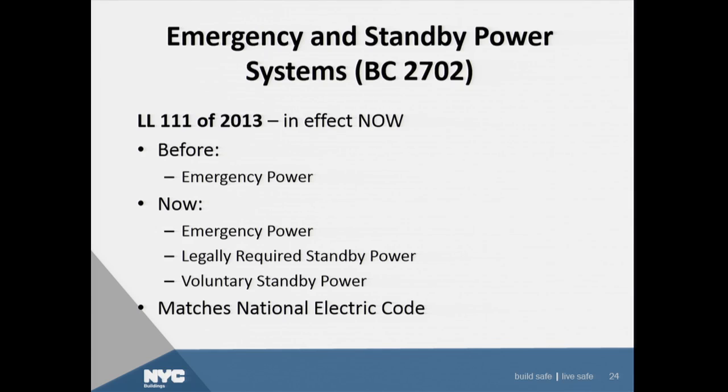So what is that change? Before, we had emergency power for any kind of emergency loads, whatever it was, emergency power. After Local Law 111, we have three categories of power generation to satisfy these kinds of loads. Emergency power, legally required standby power. That's hard to say, but we have to get used to it because this is the way the rest of the world has done it. This is the way the National Electrical Code does it. This is the way the IBC does it. Legally required standby power and voluntary standby power. This matches all the codes that are out there.